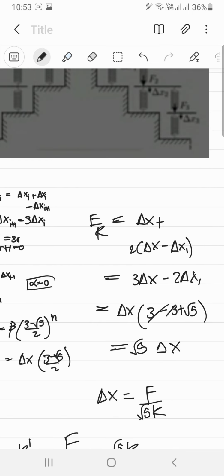So that's it, our effective spring constant, that will be this stiffness, square root 5 times k.